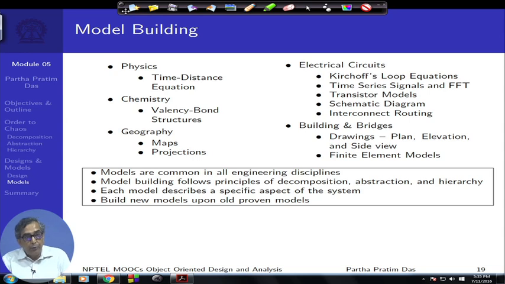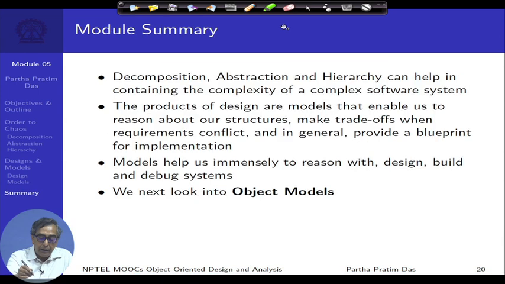So, coupled with the approaches of decomposition, abstraction and hierarchy, our next approach in formally going forward in the object oriented analysis and design would be to take a look into the different object models. Here we have talked about decomposition, abstraction and hierarchy in containing the complexity. We have seen that the products of design are models that will help us reason about given structures, make trade offs, particularly when requirements conflict, and become a blueprint for implementation.